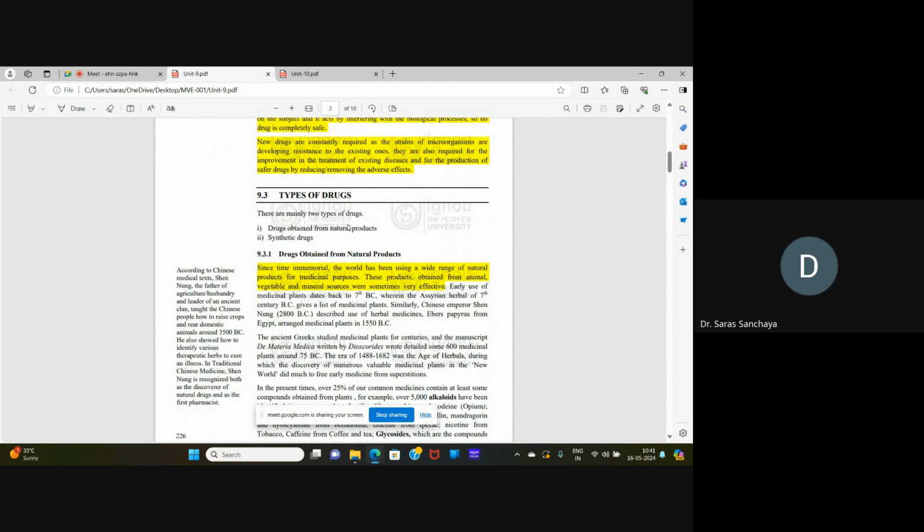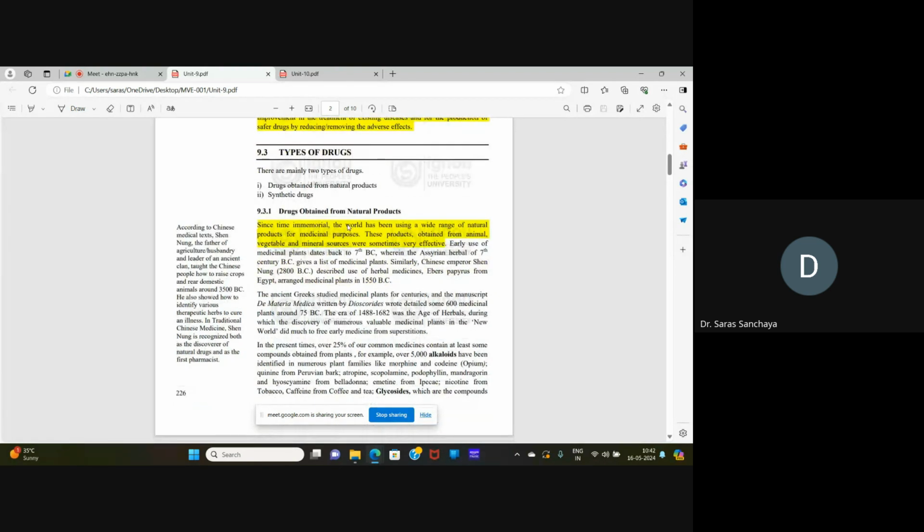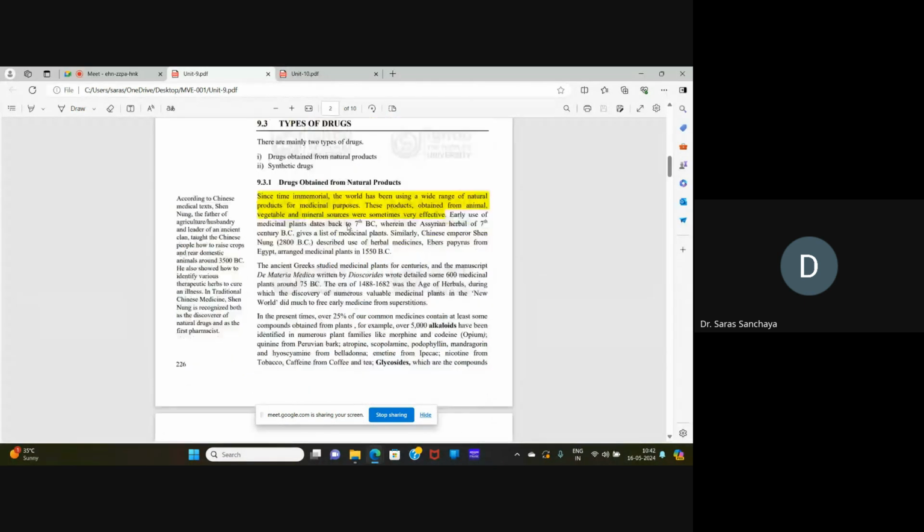First, natural products. Since time immemorial, the world has been using a wide range of natural products for medicinal purposes. These products, obtained from animal, vegetable, and mineral sources, were sometimes very effective. Early use of medicinals dates back to the 7th century BC, wherein the Assyrian herbal of the 7th century BC gives a list of medicinal plants. Similarly, Chinese Emperor Shen Nung described the use of herbal medicines. Ebers papyrus from Egypt arranged medicinal plants in 1550 BC, and even in India, they were using many Ayurvedic natural products to cure various diseases.